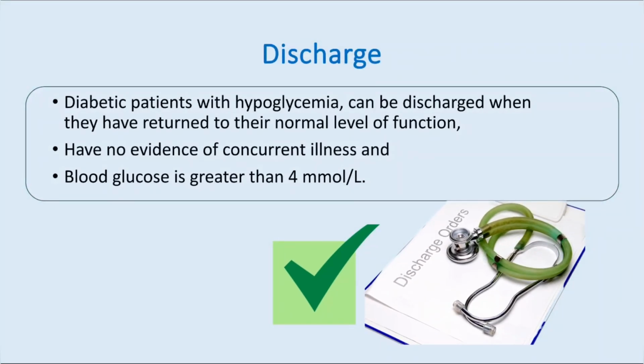When you want to discharge the patient, they should have a normal level of consciousness and no evidence of other illness. The blood glucose should be greater than 4 millimole per liter. It means more than 70.